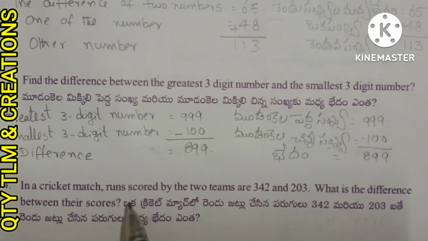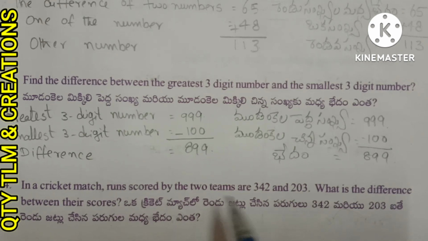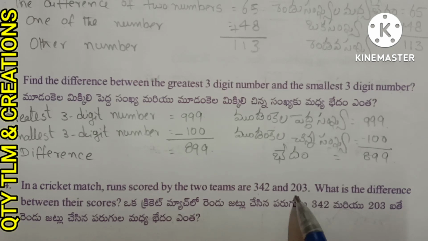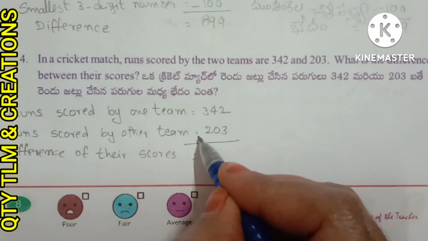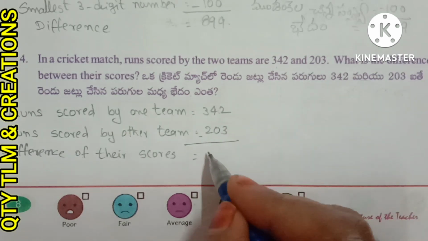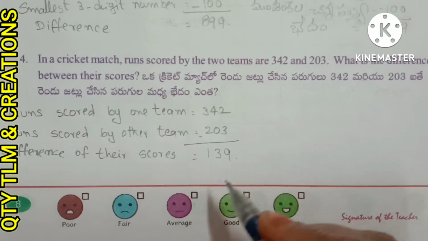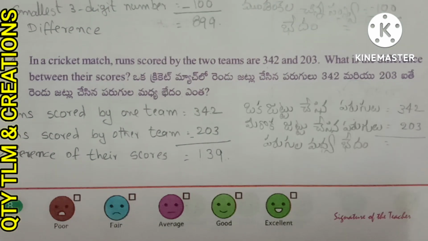Next question. In a cricket match, runs scored by the two teams are 342 and 203. What is the difference between their scores? Runs scored by one team is equal to 342 and runs scored by the other team is equal to 203. Difference of their scores is equal to, here we have to subtract 203 from 342. Then we get 139. So the difference of their scores is equal to 139.